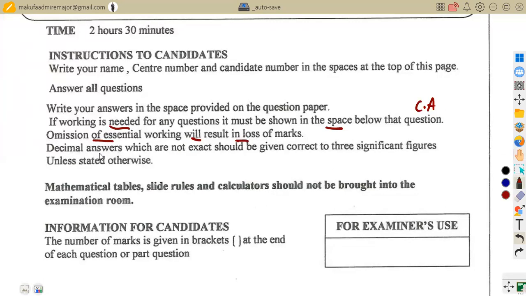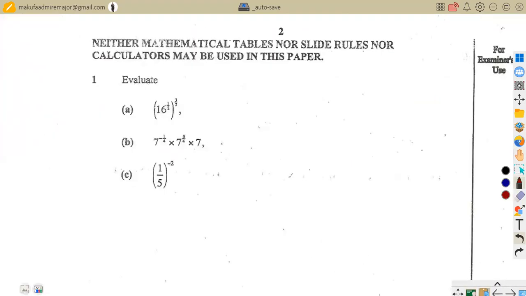Then the decimal answers which are not exact should be given correct to three significant figures unless stated otherwise. So it's all about when we are not given a specific degree of accuracy. Okay, so let us quickly rush through our questions.